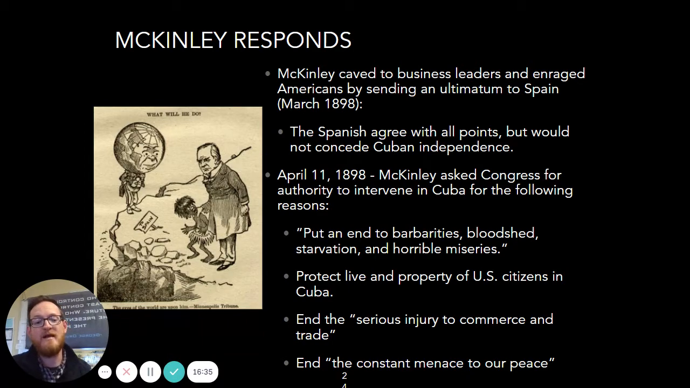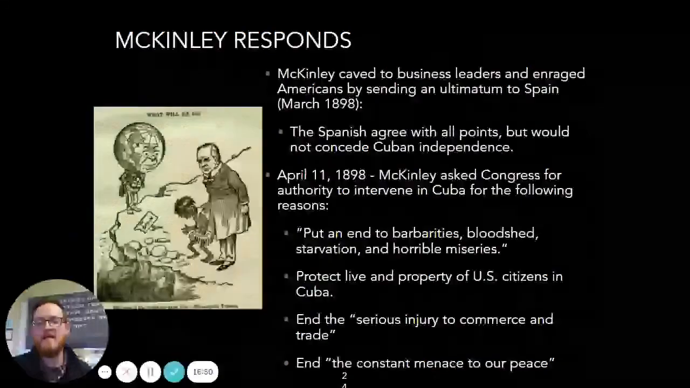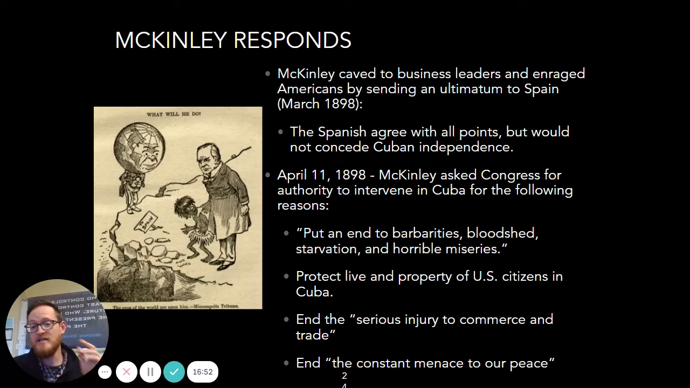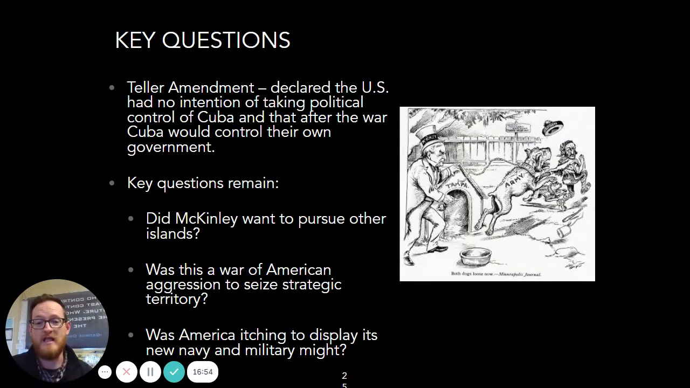He said, we have to put an end to barbarities, bloodshed, starvation, and horrible miseries. He said, we got to protect the life and property of U.S. citizens in Cuba, end the injury to trade and commerce that is happening as a result of the war going on there, and end the constant menace to our peace. So that means war is on.